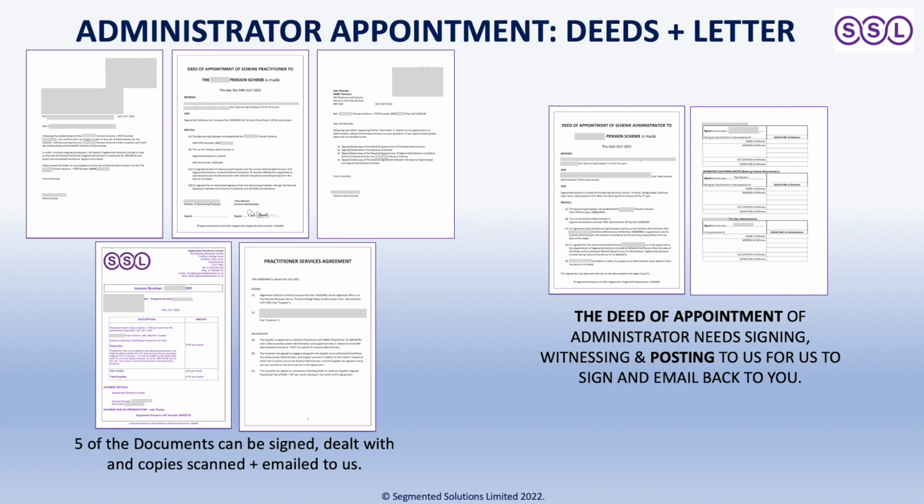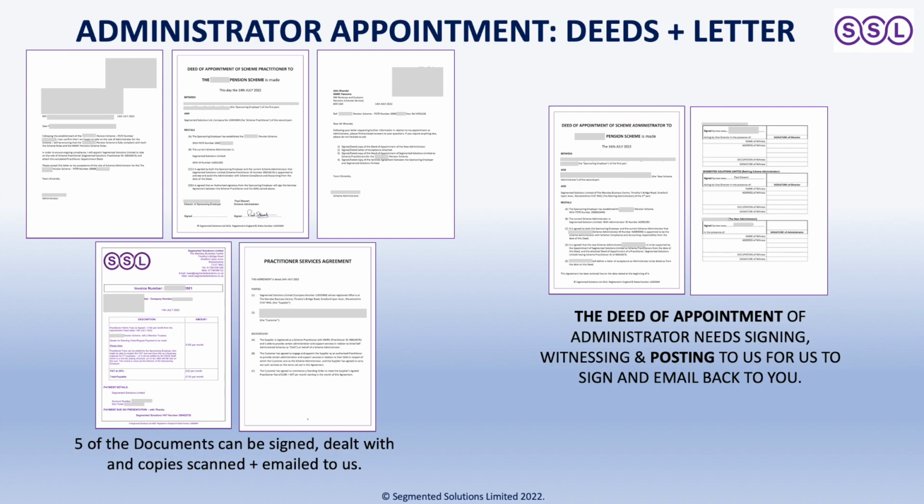That is document number 6, the Deed of Appointment of Administrator. Because it's an integral part of your pension scheme, it needs to be dealt with properly and by post. So you need to print that off, have it signed and witnessed in the same way as the original establishing deed in terms of an independent witness. You'll then need to scan and email a copy to us for our records, but most importantly, put the original in the post, because we need to sign it too. When the original arrives, we need to sign it, we need to get it witnessed, and then we need to scan and send that back.